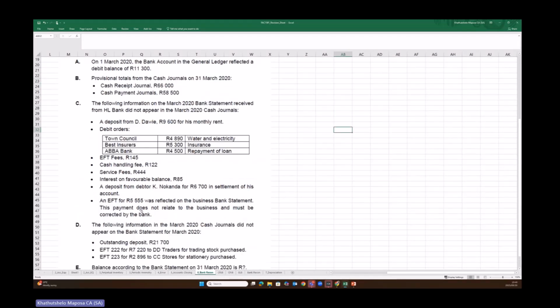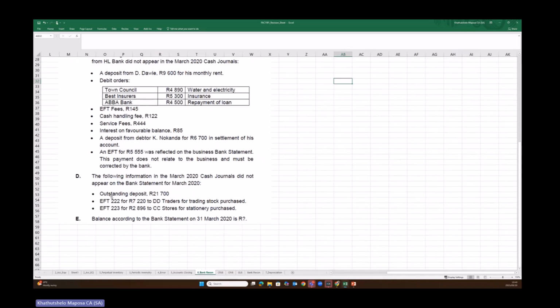Maybe we'll ask questions when we're done, in the interest of time. Then the following number D, the following information in the March 2020 cash journals. This one, meaning it's on our cash receipts journal and cash payment journal and did not appear on the bank statement for March 2020, meaning we have these perfect, legitimate transactions that we have recorded on our cash journals.